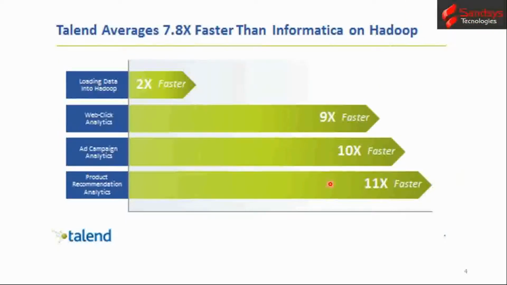So let's come to this: Talend is on average 7.x faster than Informatica on Hadoop. Let's discuss how the performance will be good in Hadoop compared to Informatica. Loading data into Hadoop, it is 2x faster than Informatica, and for web clicks analytics, it is 9x faster. For ad campaign analytics, it is 10x faster, and for product recommendation analytics, it is 11x faster.